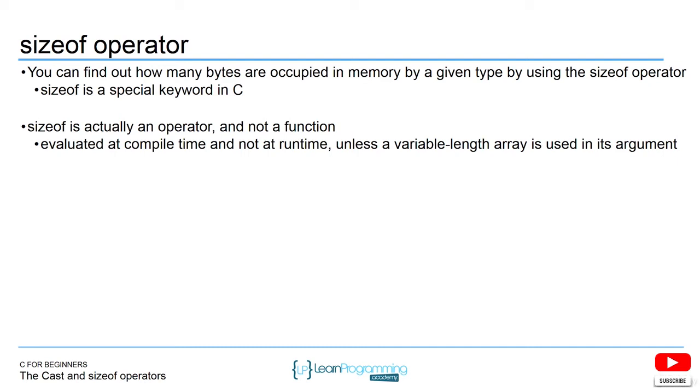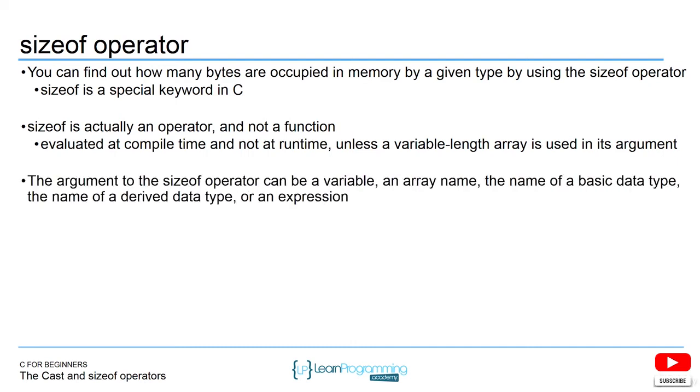This is basically saying that if you have a variable inside of the sizeof of an array, it's not going to be resolved at compile time, but at runtime. So not that important to know. The argument to the sizeof operator can be a variable, an array name, the name of a basic data type like int or float, the name of a derived data type, anything, or an expression.